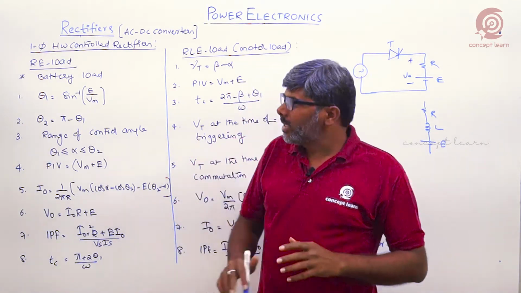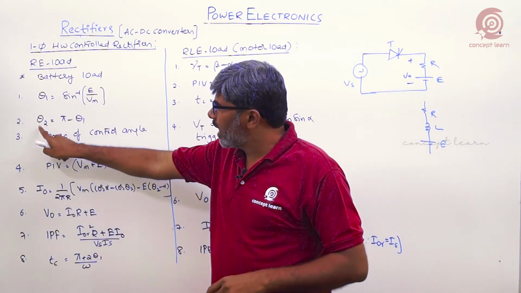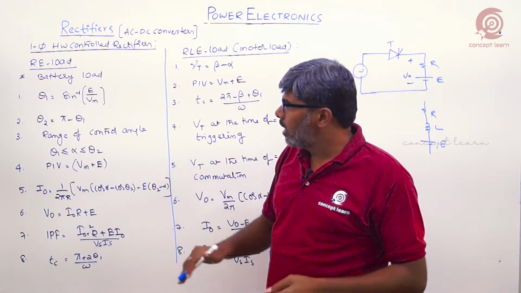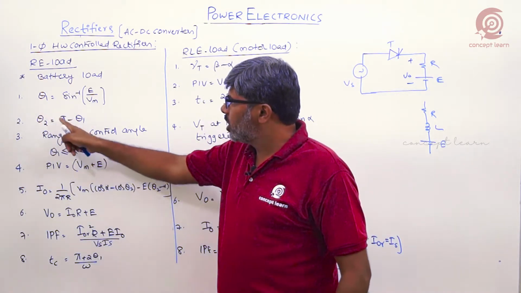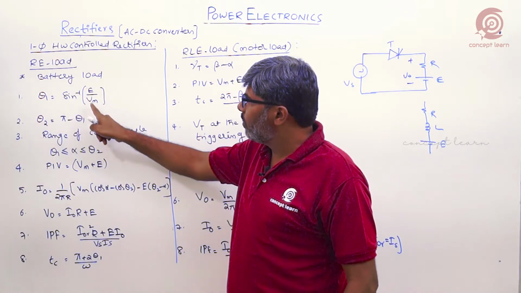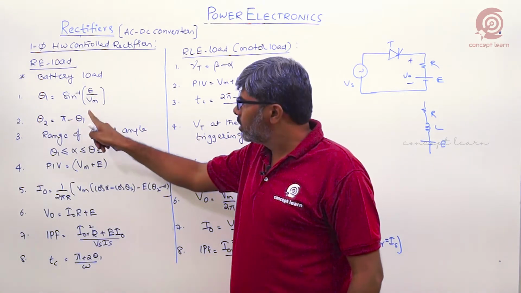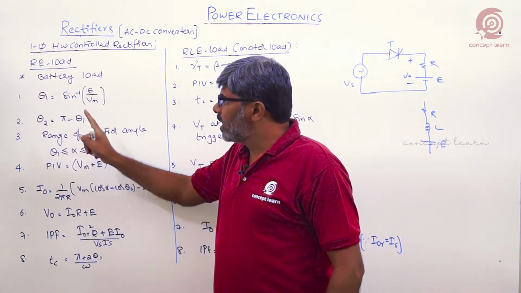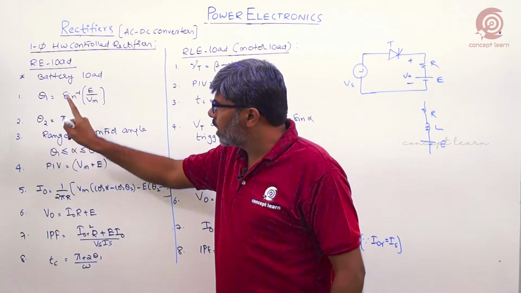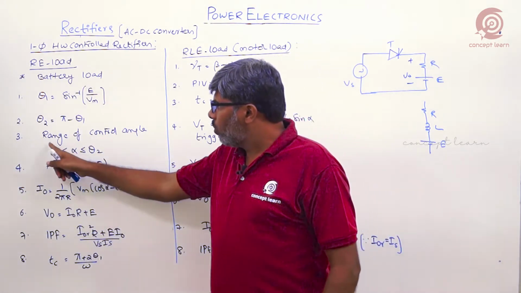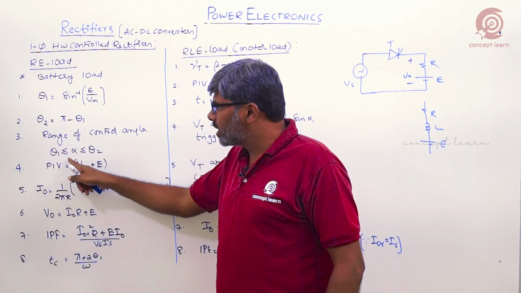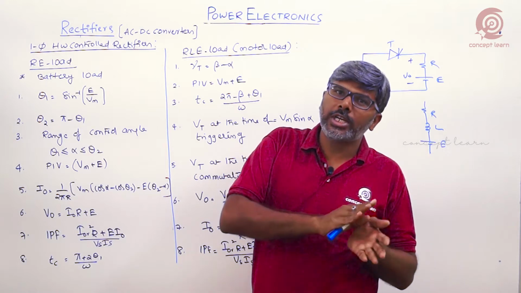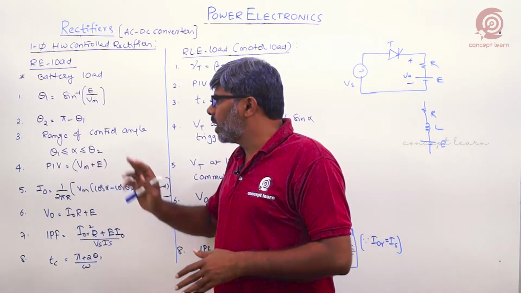Right? So the minimum angle is theta 1, the maximum angle is theta 2. Theta 1 is the minimum firing angle, theta 2 is the maximum firing angle. Both are calculated using these two formulas. Theta 1 is sin inverse of E by Vm, where E is the battery voltage and Vm is the maximum of the supply voltage. Theta 2 is pi minus theta 1. These two are very important in this analysis. And what is the range of control angle? Theta 1 is less than or equal to alpha, less than or equal to theta 2. Alpha should be greater than or equal to theta 1 and less than or equal to theta 2.